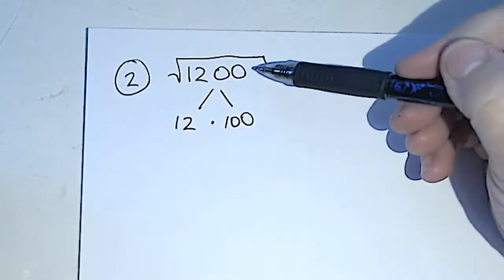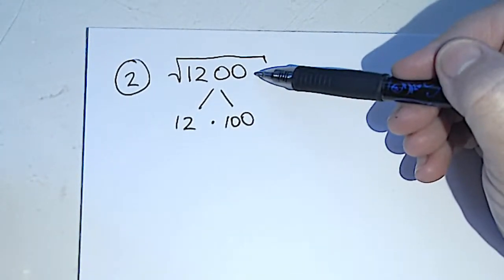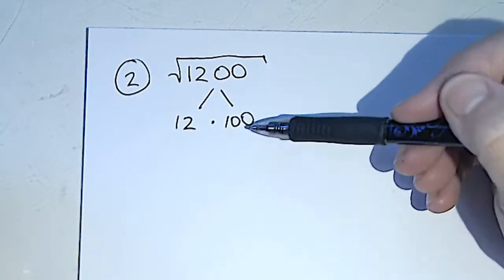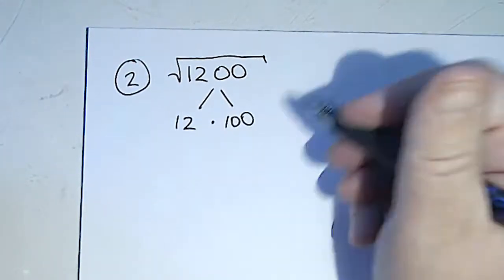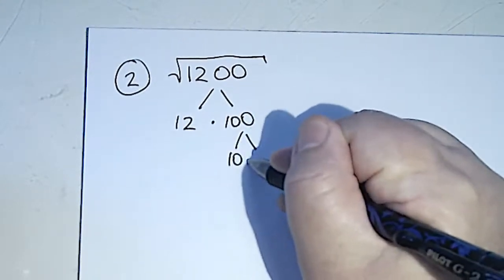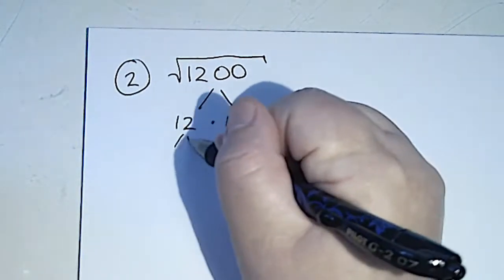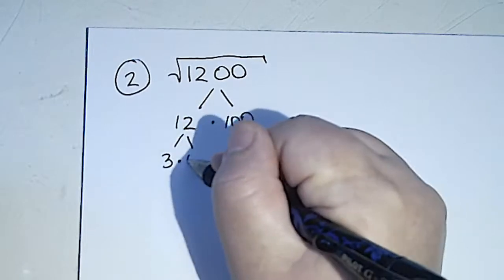When numbers end in zeros, it's very straightforward to break them down because you just break out that 100 right there. So I'm going to break out 12 times 100. The 100 breaks down as 10 times 10. The 12 breaks down as 3 times 4.